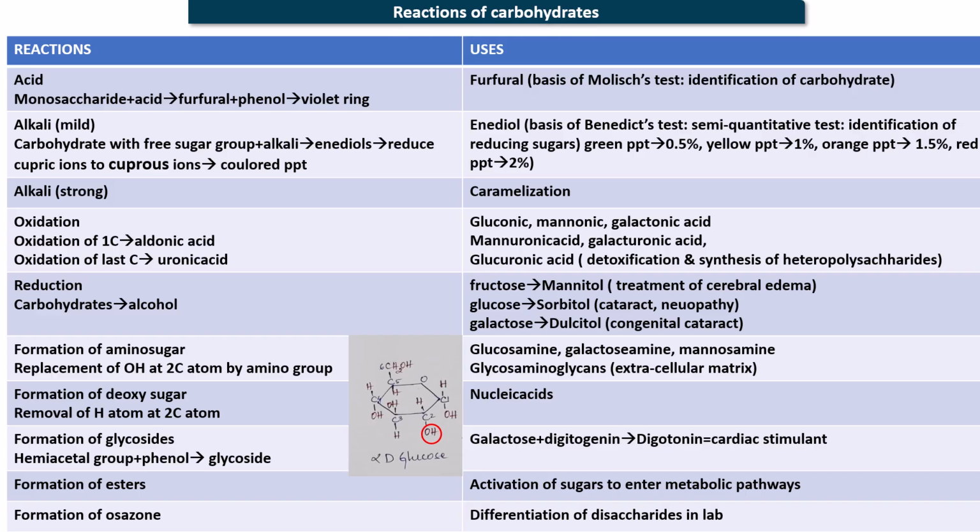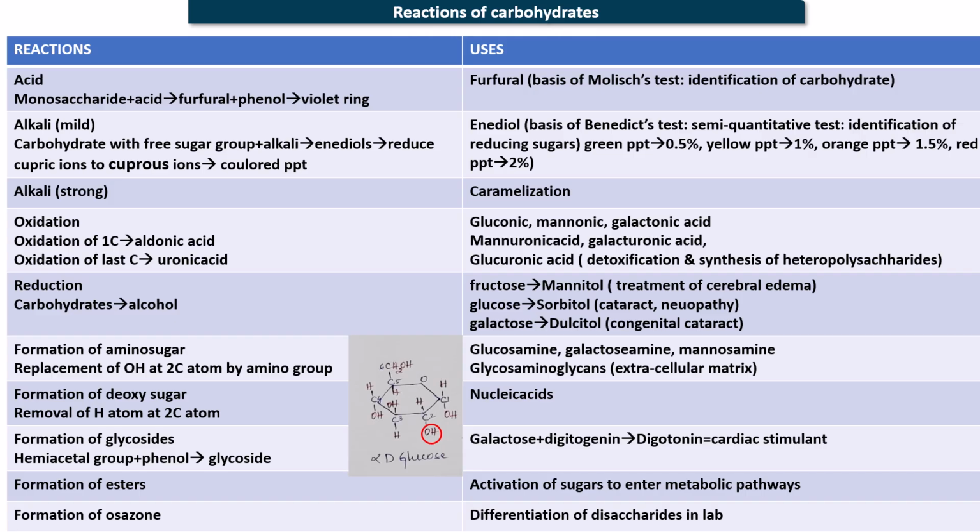Next is formation of deoxy sugars, where there is removal of an oxygen atom from the second carbon atom of glucose. These deoxy sugars are used in formation of nucleic acids, especially DNA. Next is formation of glycosides, where the hemiacetal group of glucose or any carbohydrate condenses with phenol to form a glycoside. One good example is condensation of galactose with digitogenin to form digitonin, which was used as a cardiac stimulant, but with better availability of so many newer drugs, digitonin is no longer used currently.